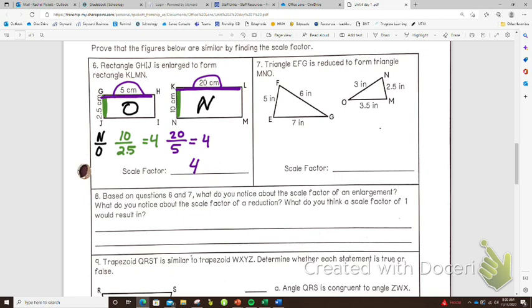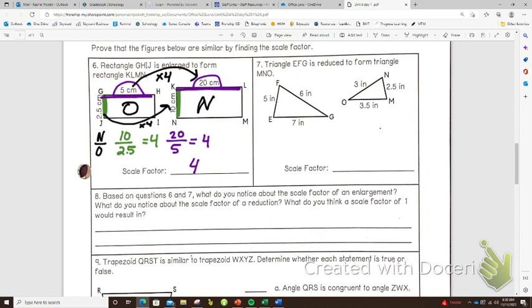We can also tell that that's our scale factor because to go from 5 to 20, you have to multiply by 4. And the same thing would happen: 2.5 times 4 would equal 10.